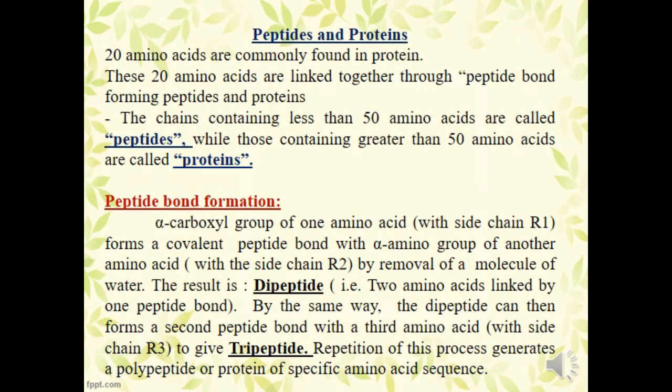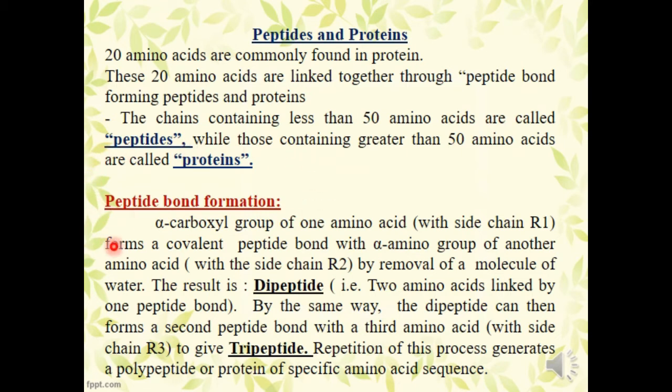Next we will continue with peptides and protein. So we have covered that there are 20 amino acids that are commonly found in protein, and these 20 amino acids are linked together through peptide bonds to form peptides and protein. If the number of amino acids joined together via peptide bond is less than 50, we call them peptides. If the amino acids are more than 50, we call them protein.